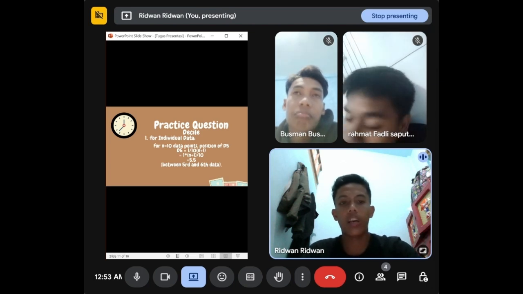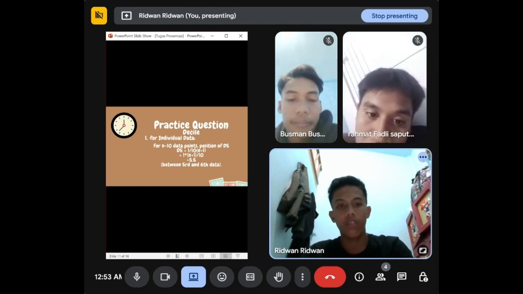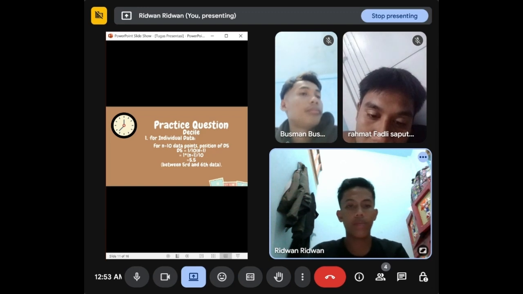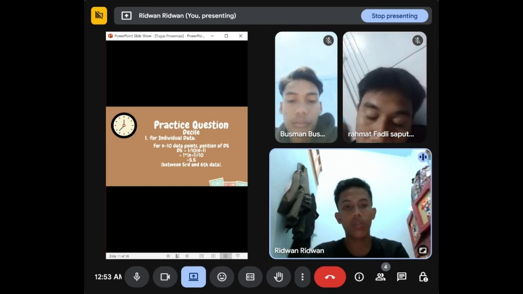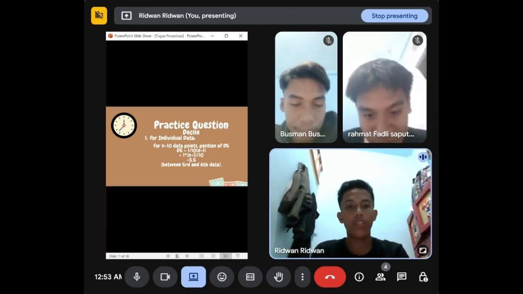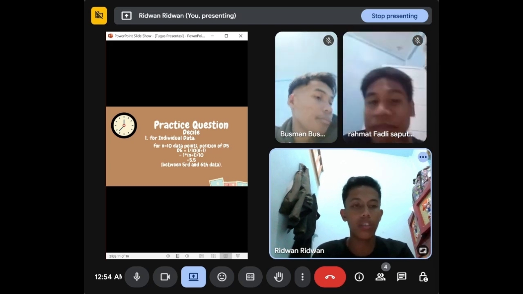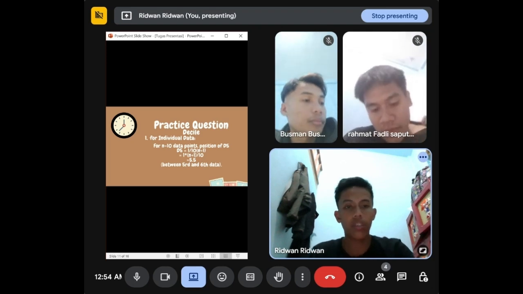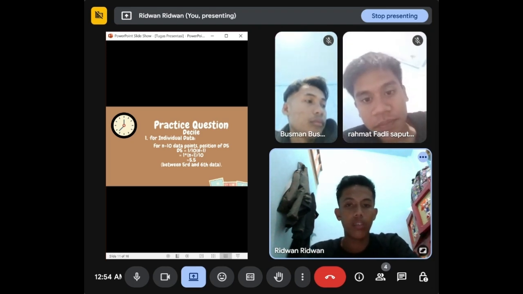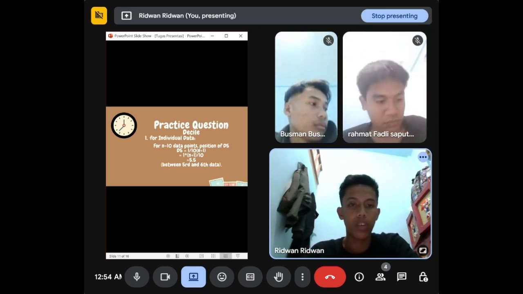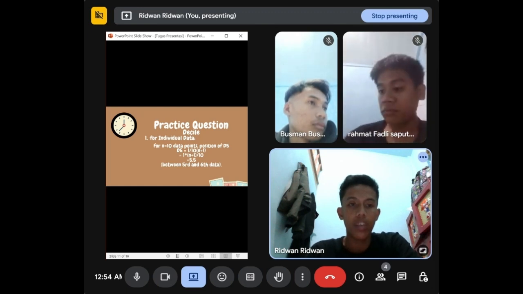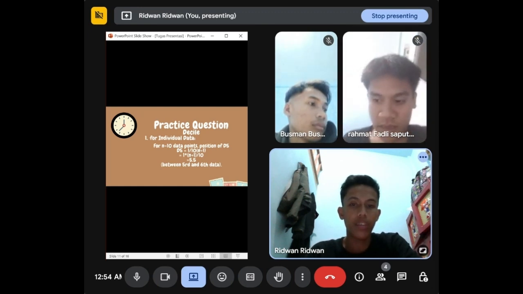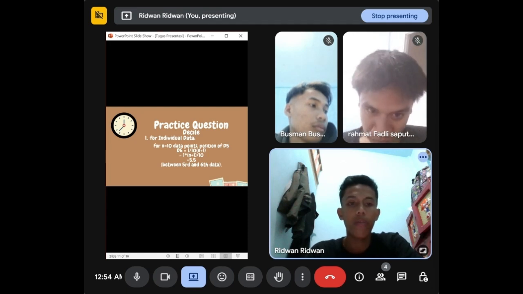Practice questions for decile. The first, for individual data, where n equals 10 data points, find the position of decile 5. So decile 5 equals 1/10 times (n plus 1), equals 5 times (n plus 1) divided by 10, equals 5.5, between the 5th and 6th data.